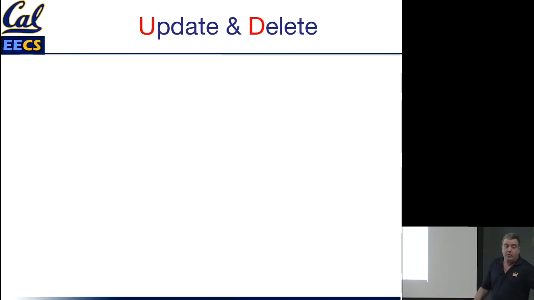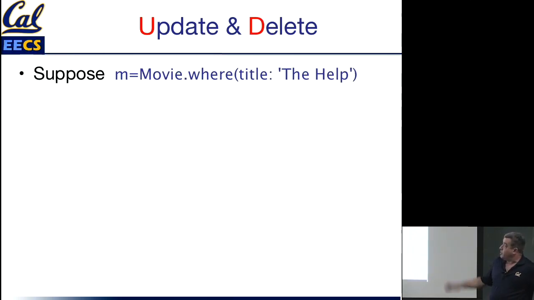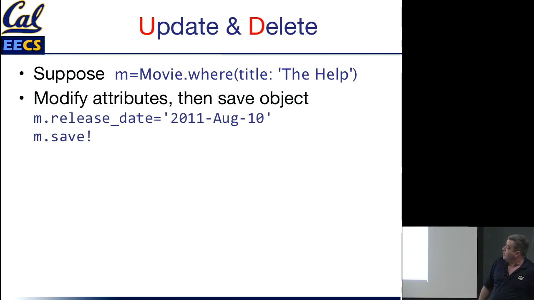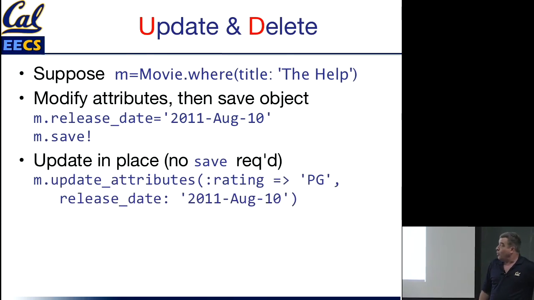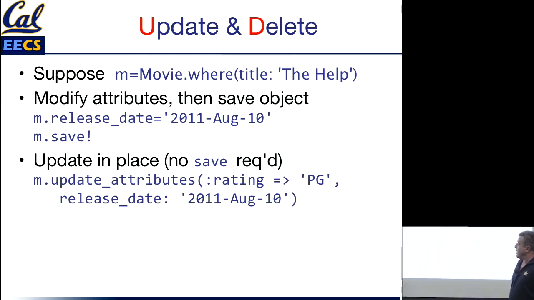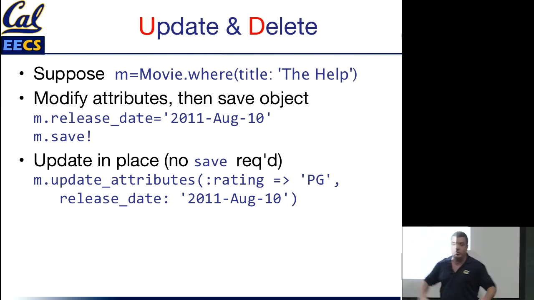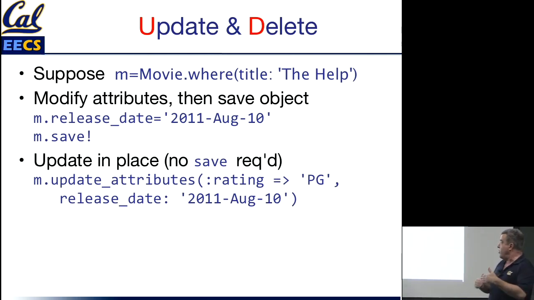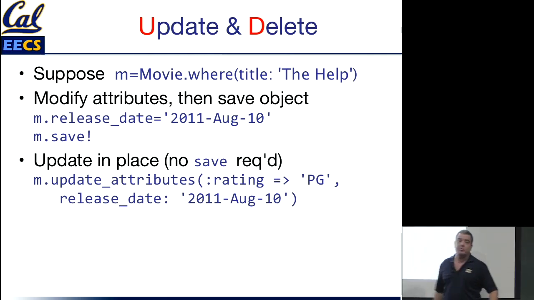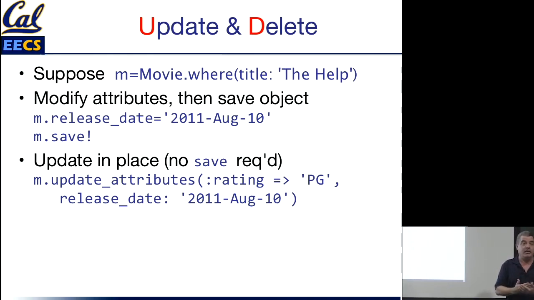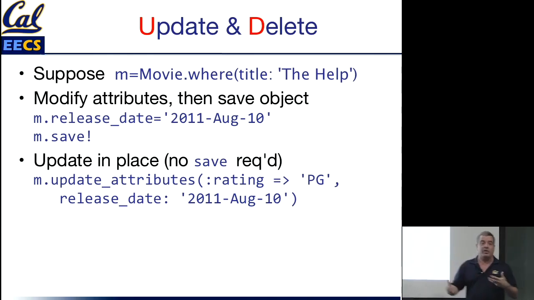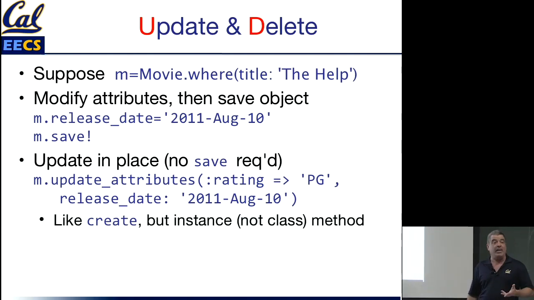OK, so that was read. We haven't looked at update or delete. But supposing that we have an instance of a movie, we can modify its attributes and save it again. We saw that before. We can also update its attributes in place. So there's another Active Record call, update attributes, where we just pass a hash. The attributes that are named in the hash will get replaced with the corresponding values, and that happens immediately. So update attributes doesn't require a subsequent save. It operates directly on the database representation, kind of like create.